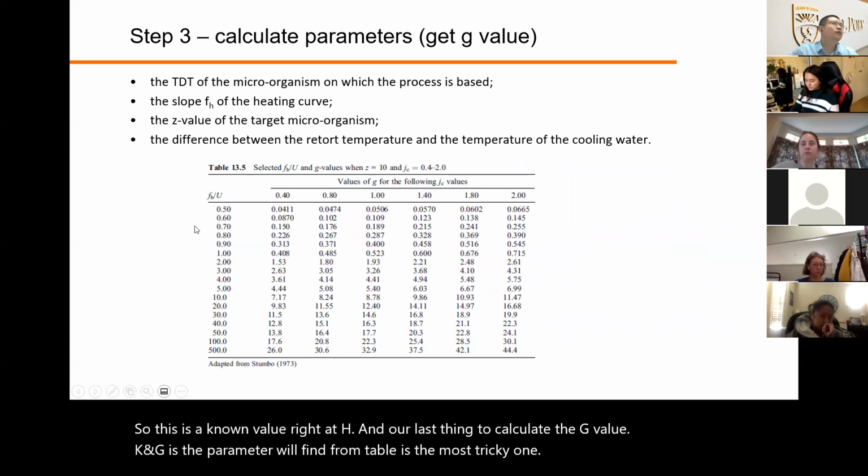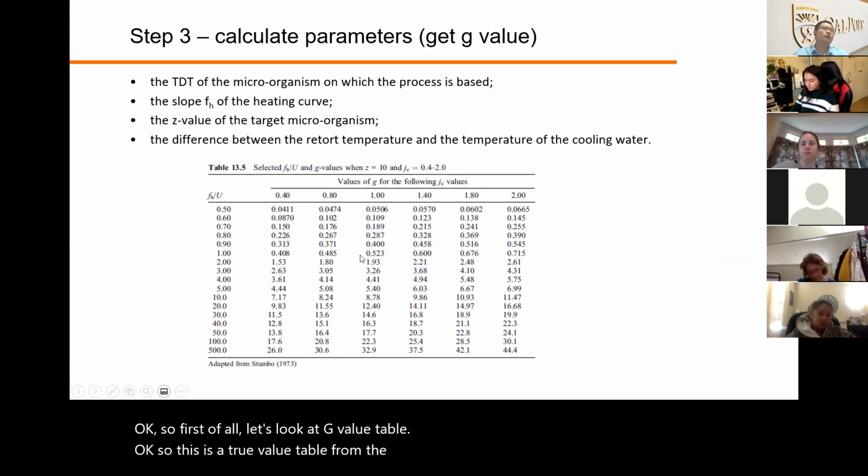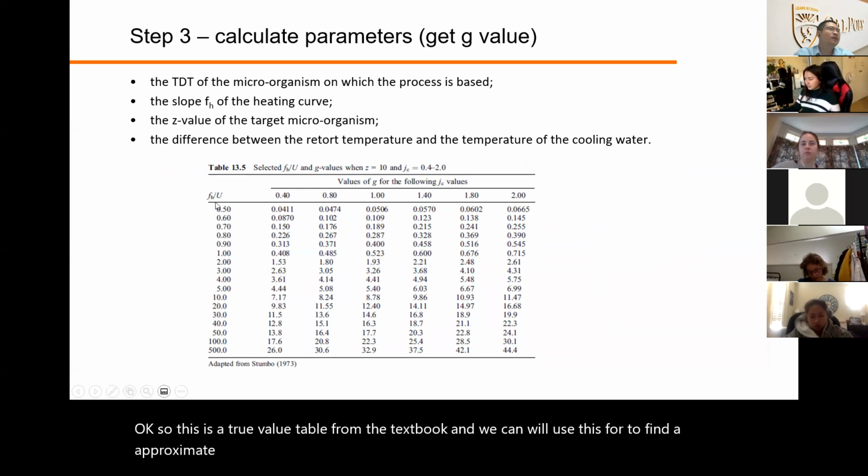Okay, so first of all, let's look at the G value table. This is a G value table from the textbook, and we'll use this to find an approximate value. It's not accurate because it's based on two parameters. The first one is FH divided by U. The second one is JC. So let me explain one by one. What are they?